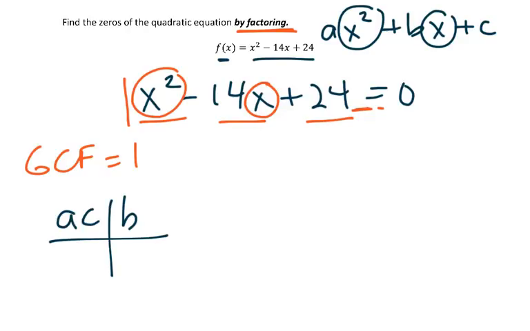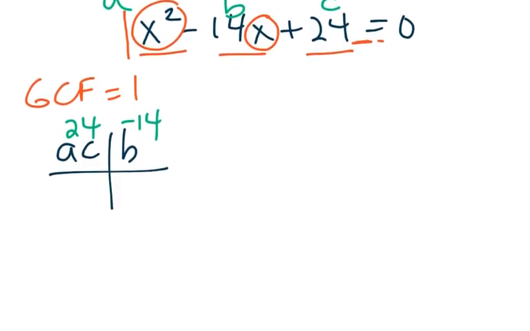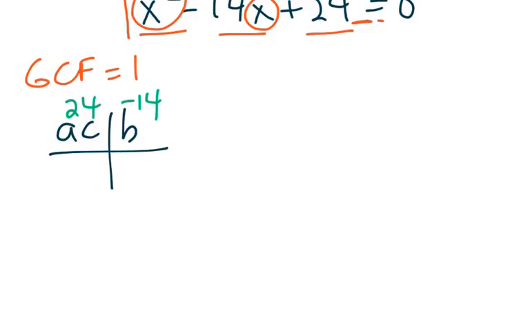So if you recall, your coefficients A, B, C. So in this case, A times C, so 1 times 24 gives me 24, and my B value is negative 14. So what I'm doing is I'm looking for factors of 24 that add up to 14.